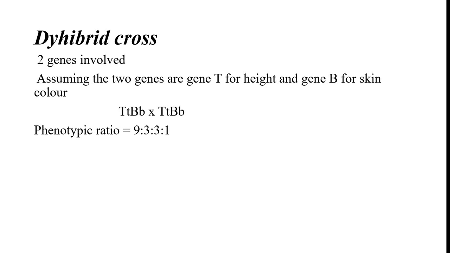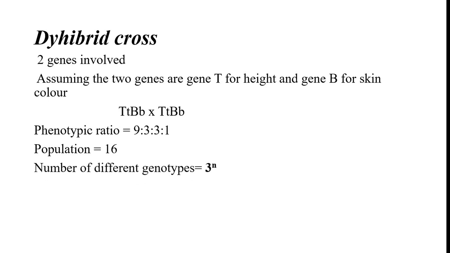So both are recessive. So how do we calculate the population? Now the population for the dihybrid is going to be 16. I'll shortly show you how to calculate these things. Now, the number of different genotypes: how do you determine the number of different genotypes that form from a dihybrid cross? You use the formula 3 to the power n, where n represents the number of genes. Since we are talking about dihybrid, the number of genes here is 2, so n is 2. So you have 3 to the power 2, which is 9. So for the dihybrid, we have 9 different genotypes.